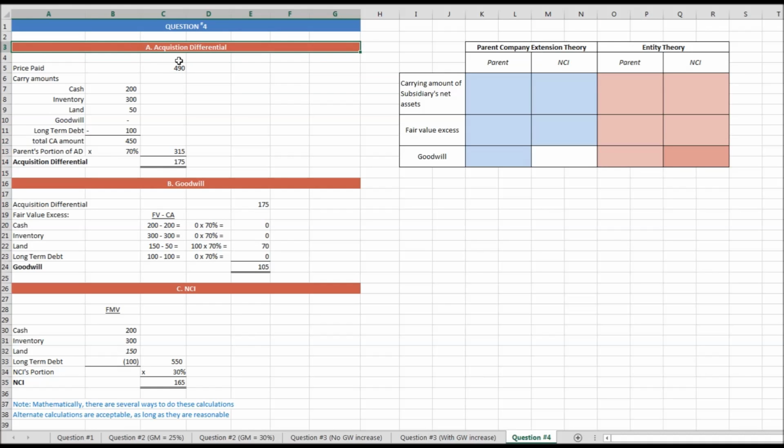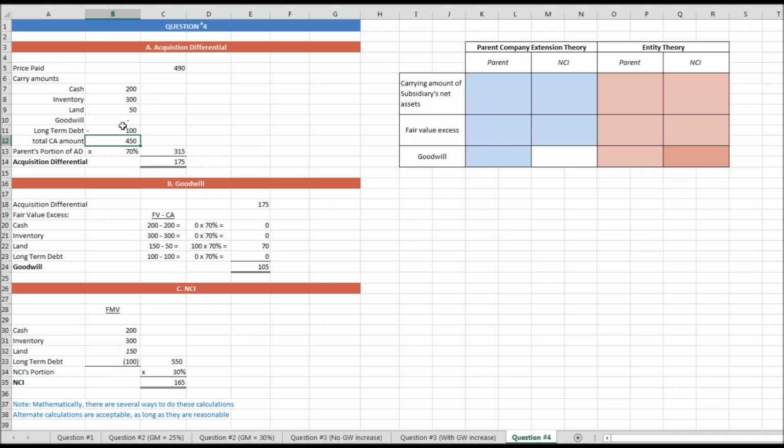So we're going to do acquisition differential first, which is part A, and the price paid is $490. They purchased this at 70%. So we're not going to find the implied value, which is 100%, or this entire block right here. We're just focusing on this. So the price paid, and then we have to get the carrying amount of net assets. So we add together the assets and we subtract out the long-term debt. So we get the net assets, making sure to leave out any goodwill that we're buying from the sub, giving us a total carrying amount of 450.